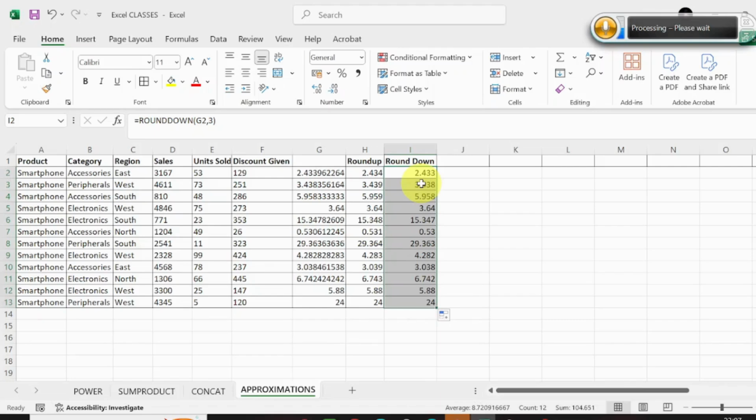So that's just how to get your decimal places in Microsoft Excel without struggling to get anything done.